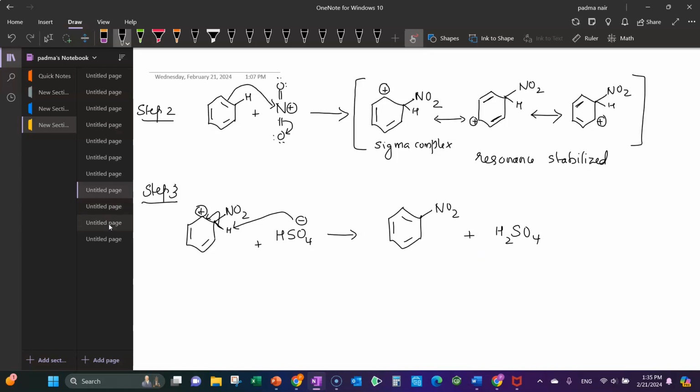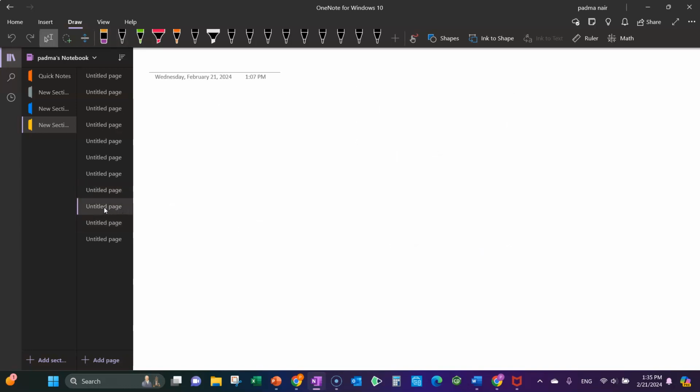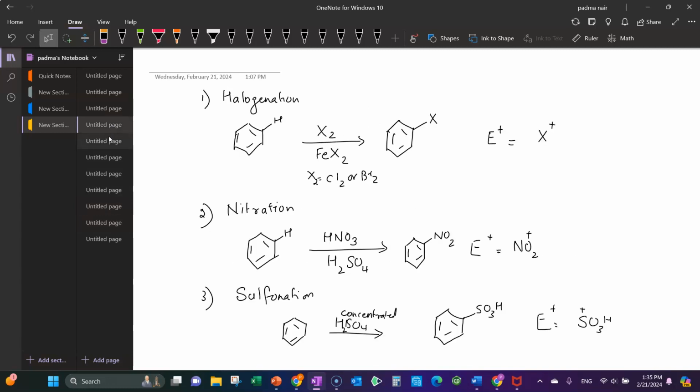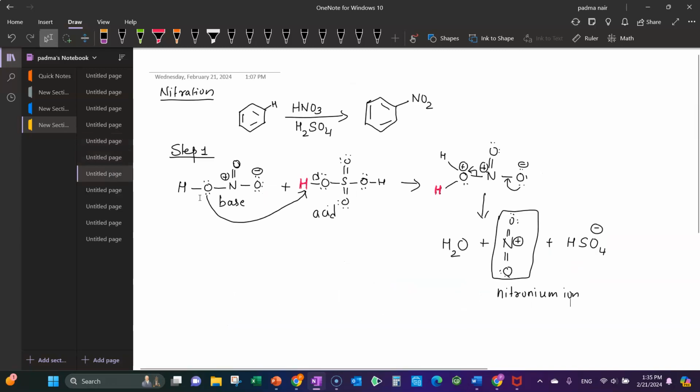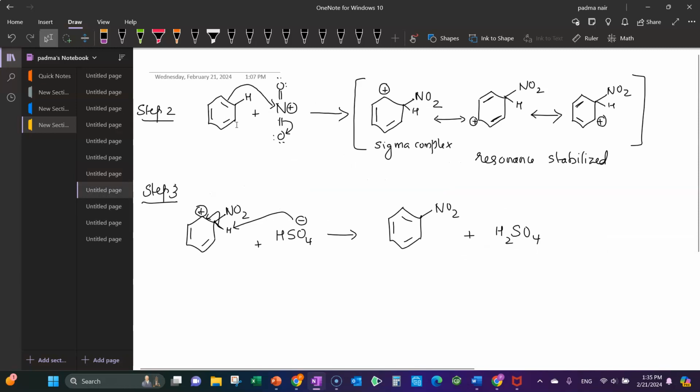As you see, let's go back quickly and review what we did in nitration. Step 1 was generation of the electrophile, which is the nitronium ion. Step 2, reaction of benzene with the nitronium ion, formation of the sigma complex, which is resonance stabilized. And then the final step is where the aromaticity is regained by removal of this proton by the base, and you get the final product, nitrobenzene.